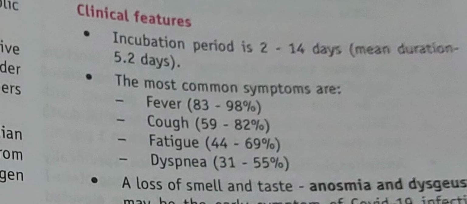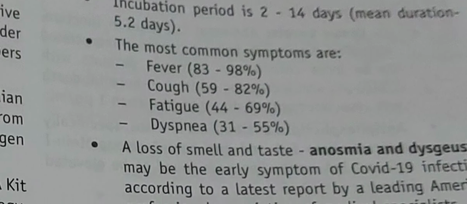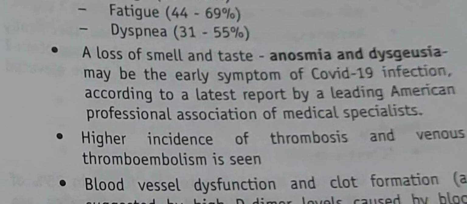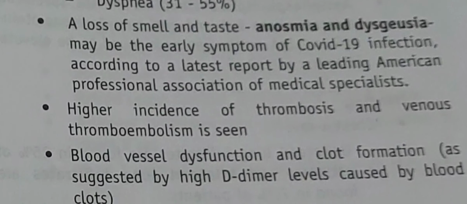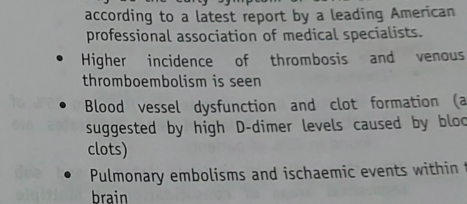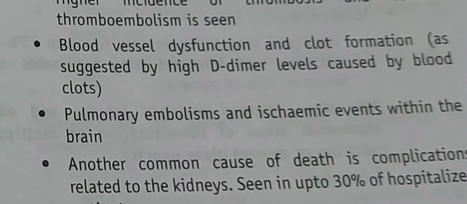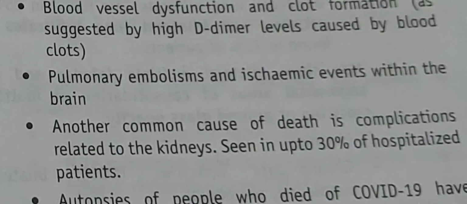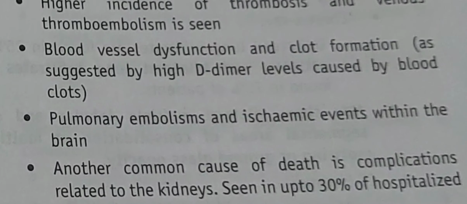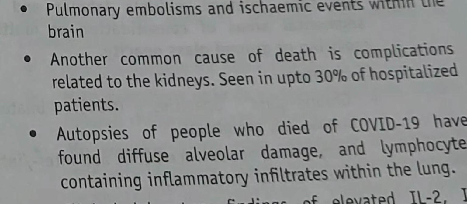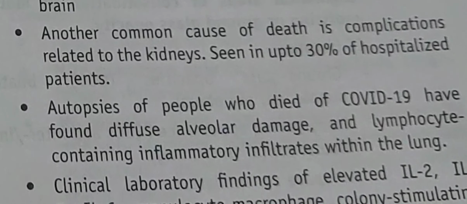That is clinical features. The incubation period, everybody knows, is up to 14 days, and the most common symptoms are fever, cough, and fatigue. Loss of smell, anosmia, and dysgeusia are features, and higher incidence of thrombosis and venous thromboembolism is also seen. Blood vessel dysfunction and clot formation can be seen, and it is because of higher D-dimer levels. Plus, pulmonary embolisms and ischemic events can also be seen. Another common cause of death is complication related to the kidneys.